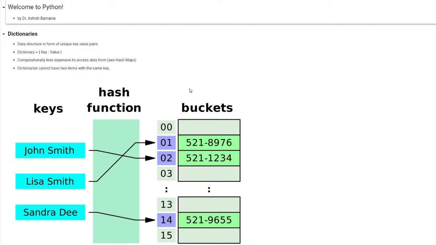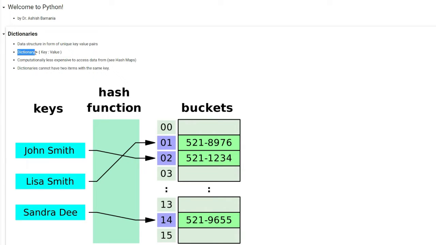So what are dictionaries? Dictionaries are data structures where you can store values in the form of unique key value pairs. In order to define a dictionary, first of all, you will define a variable name, then you will put the assignment operator, then you will open and close curly brackets, and then you will put a key, a colon, and the value. We will talk about it in some time, so don't get scared.